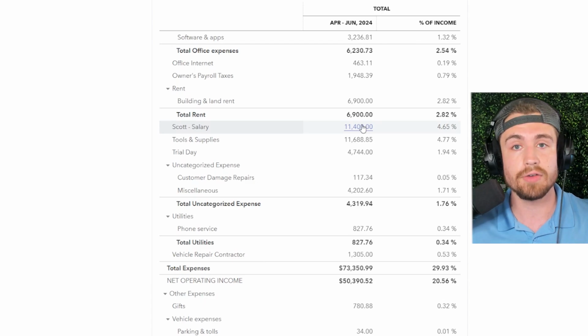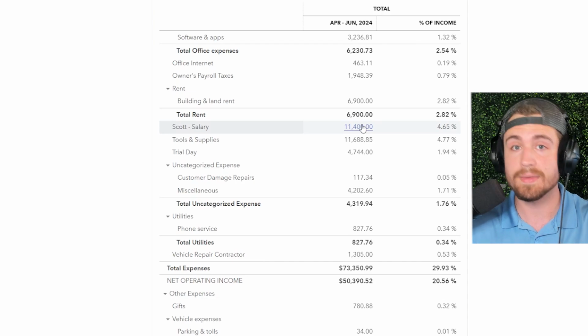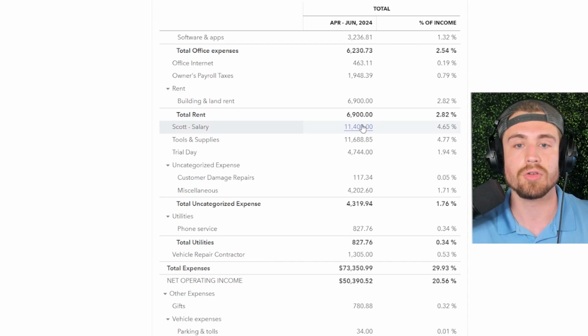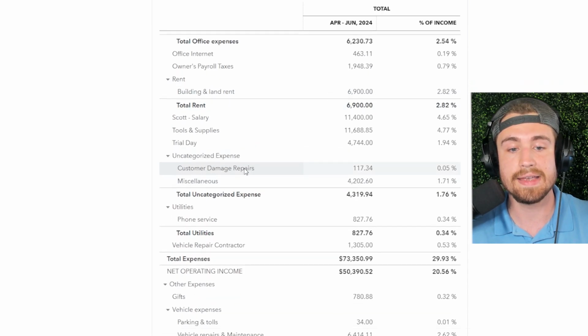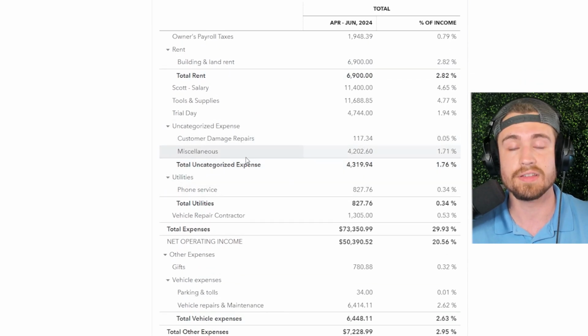So if he's not out there actually trimming the hedges and mowing the lawns, if he's just helping train people and managing the team and running the crews, he is not in COGS. He's not a payroll expense. He is an overhead expense because he's not directly generating revenue for the company.